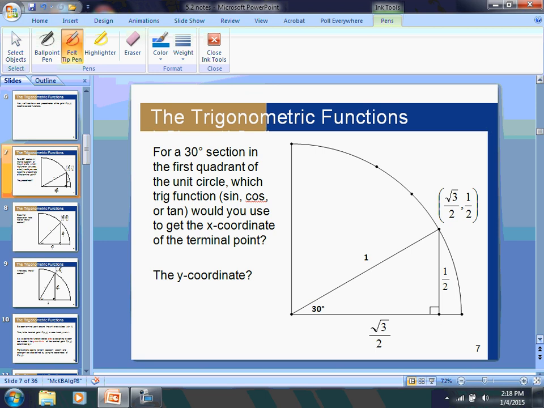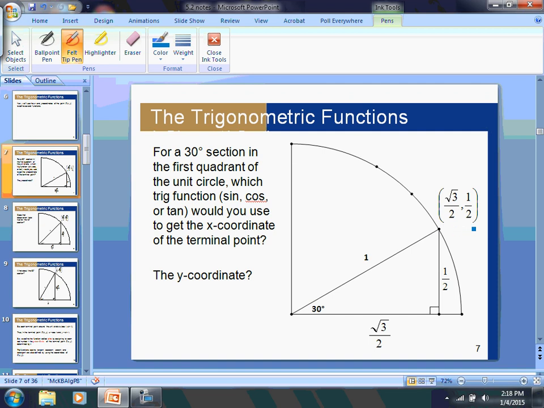So let's just say that in our first quadrant of our unit circle here, we have a 30-degree section that's been sliced out. Okay, so for a 30-degree section in the first quadrant of the unit circle, which trig function, either sine or cosine or tangent, would you use to get the x coordinate of the terminal point? And the terminal point's listed right here: square root 3 over 2, and then 1/2.